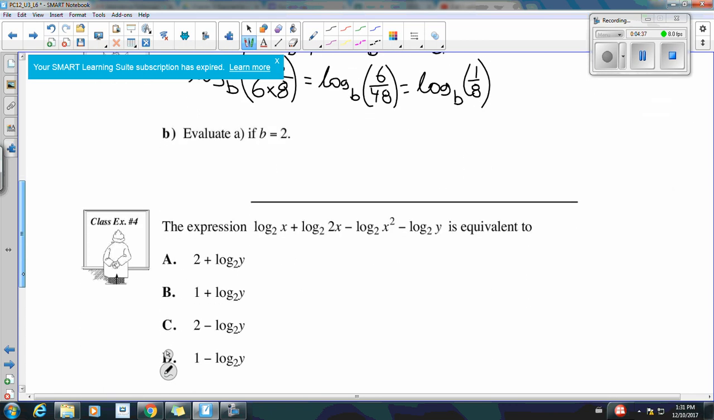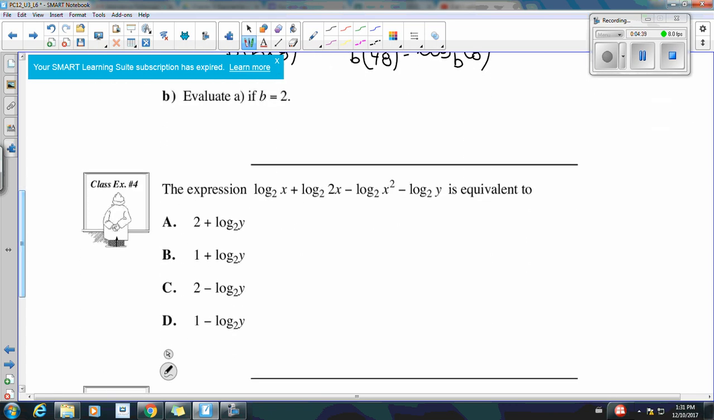I'll leave the evaluating. Okay, example 4, the expression log base 2 of x plus log base 2 of 2x minus log base 2 of x squared minus log base 2 of y is equivalent to. So I'm going to show you just a different way of thinking of it. What I say is anything that has a positive sign in front of it, when we bring it together, if they have the same base, we can do that. When we bring it together, they're going to be multiplied on the top.